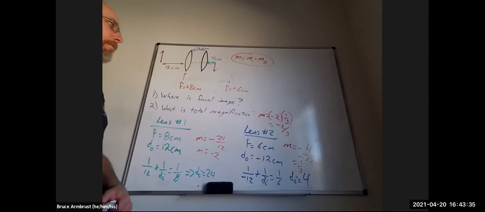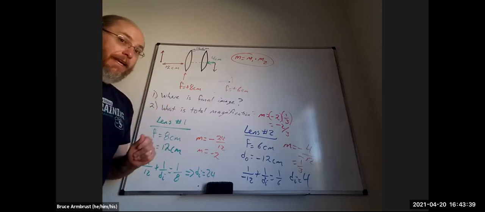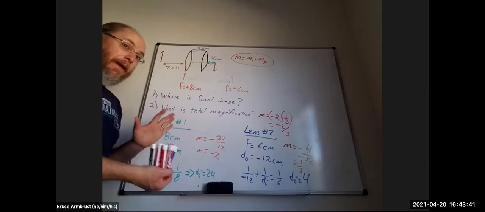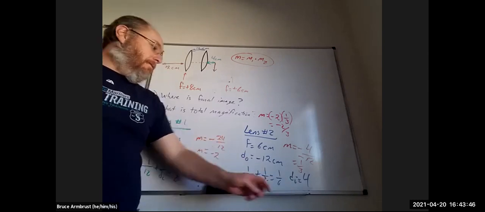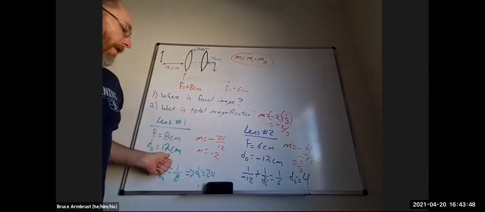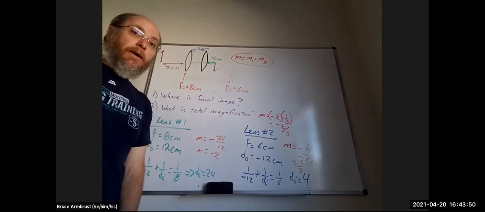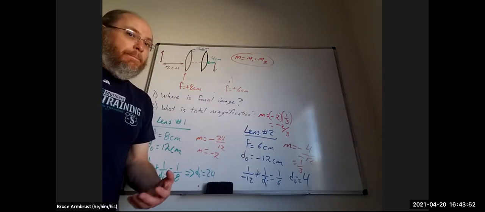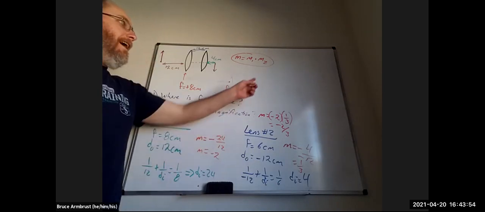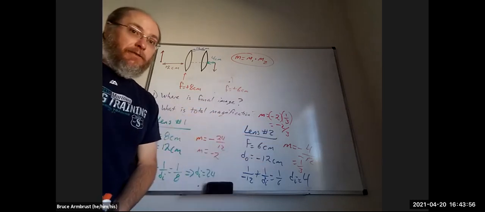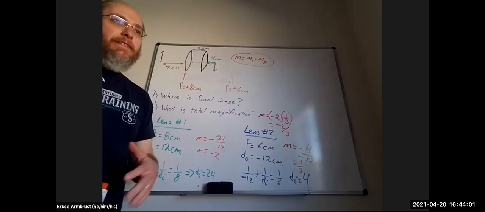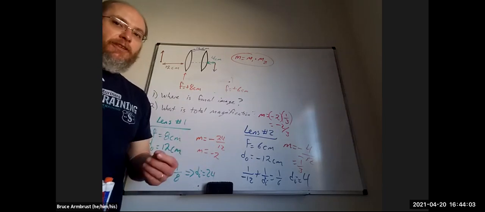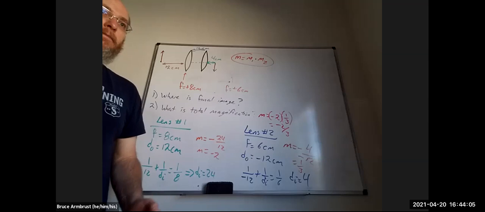But I definitely want to point out that you can't use just a single magnification formula for this compound scenario. Because check it out, if you just took the original DO was 12 and the final DI was 4, -4 over 12 is not -2/3. Right. So when we have multiple lenses, we do have to take the individual magnifications and then multiply them together.